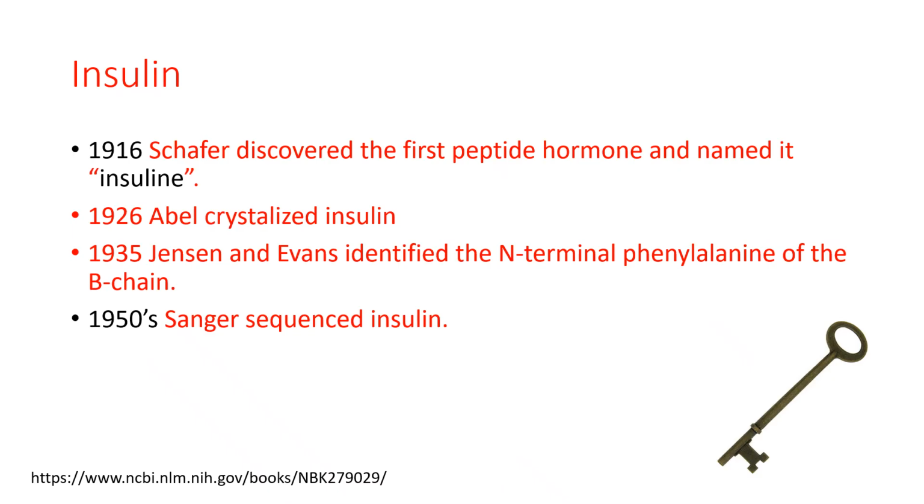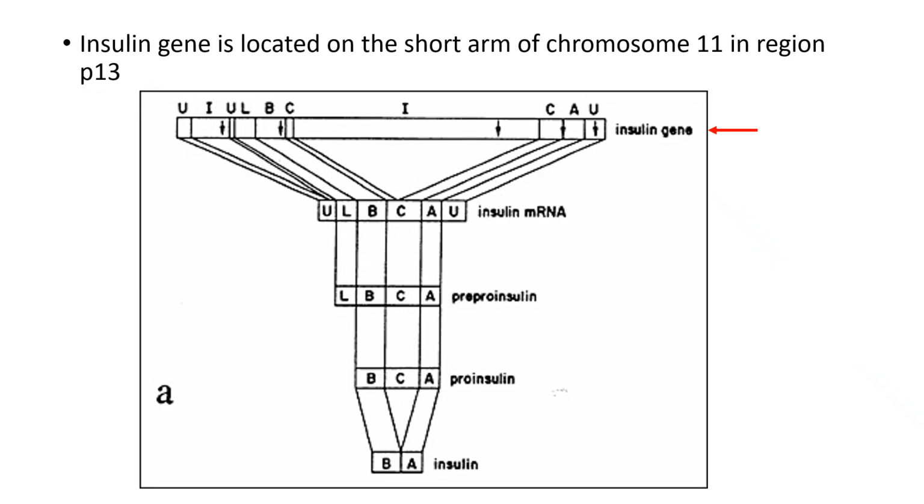So as you can see, insulin is very important. It is the key. Insulin was first discovered in 1916, and it was sequenced by the 50s. Insulin comes from the insulin gene. The insulin gene is on chromosome 11 at a specific region called P13.